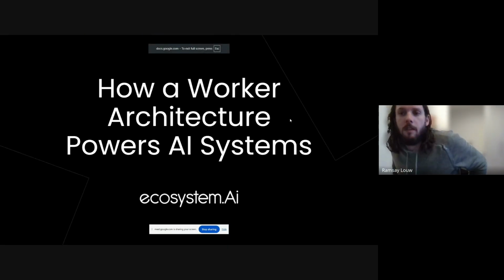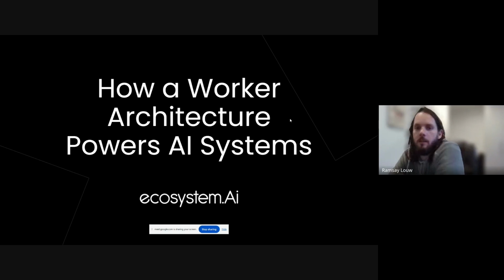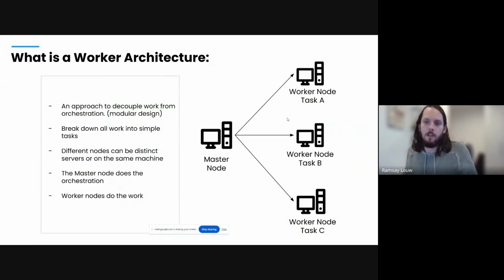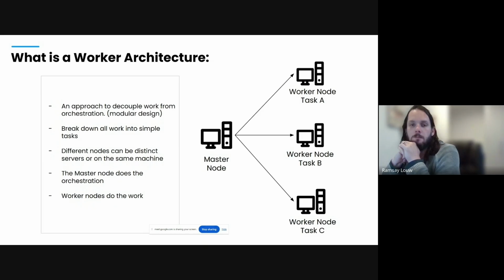Cool. So today we're going to be talking about worker architectures and in particular how they are implemented and used in the ecosystem of the AI space. Before we can talk about it, we first need to have an idea of what a worker architecture is. So worker architecture is, in its concept, actually quite simple, but in practice, it's very complex. If you're using standard architectures, it's not a quick fix that you can just add in. It's a complete redesign and restructuring of your whole system.